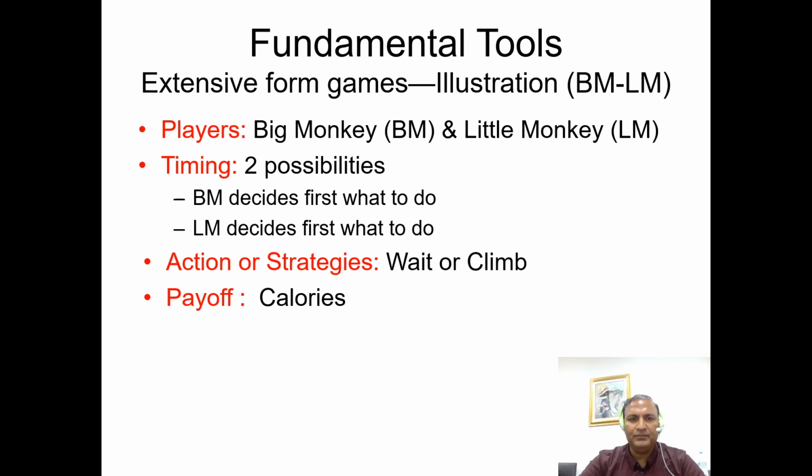And then the actions and strategies we have to talk about, and we know that there are two actions available to each monkey, that is whether to wait or to climb up the tree. And then in dynamic games, there is a difference between actions and strategies. I will explain that difference in a later slide. But right now, we are just talking about the actions available to both players. And the actions are wait or climb. And then finally, we have to write down the payoffs, which are in terms of calories.